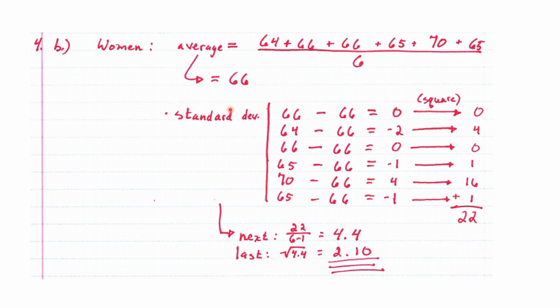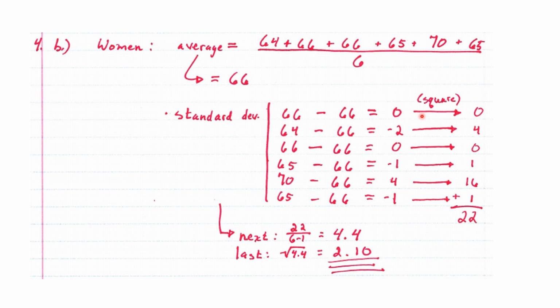So the first step is to subtract the average, 66, from each one of the women's heights. So 66 minus 66 is equal to 0. The next woman is 64 inches, so 64 minus 66 is equal to negative 2, and so on for the rest of the women. Once we have these deviation scores, how much each woman deviates from the average, we're going to square each one of them.